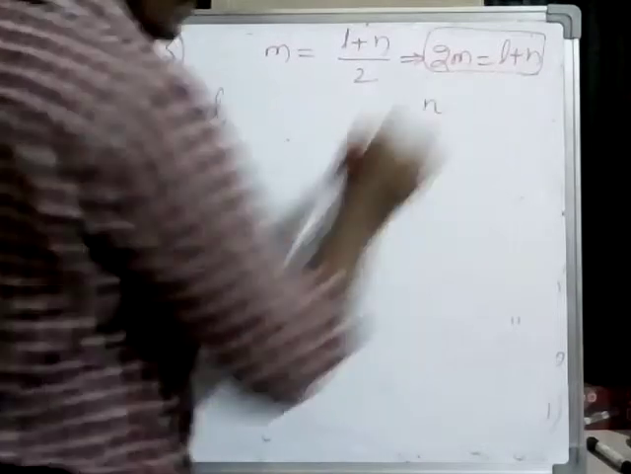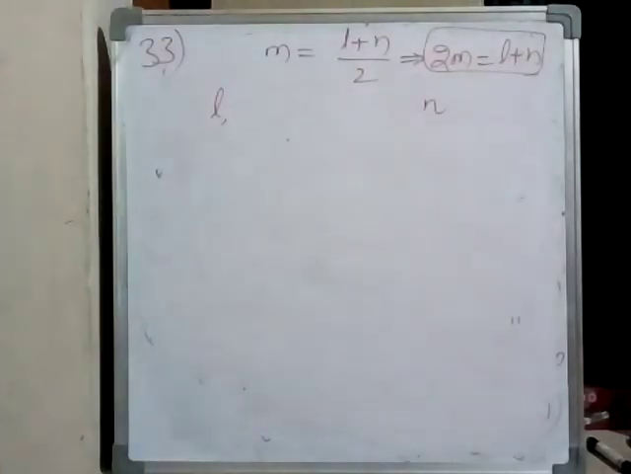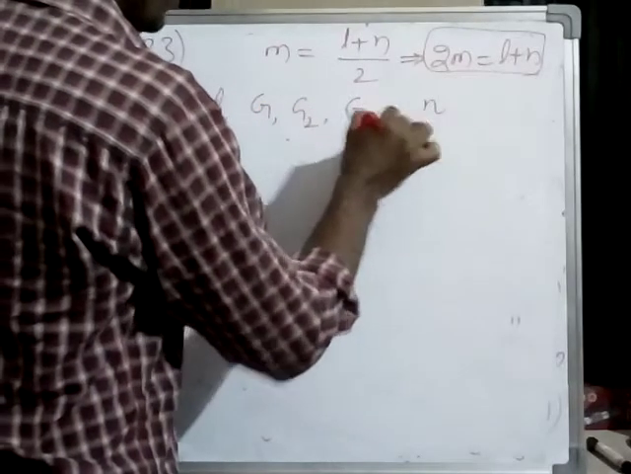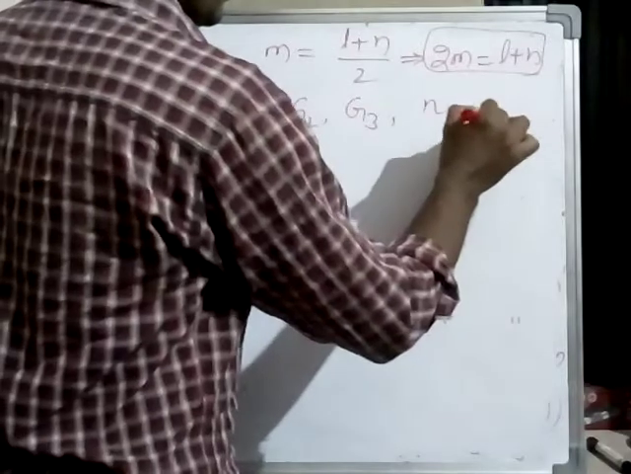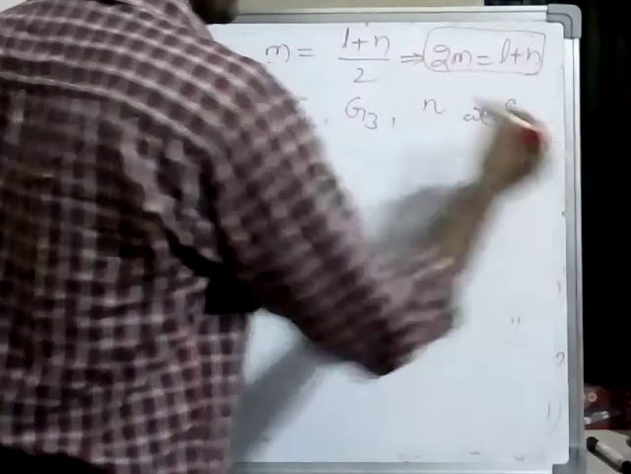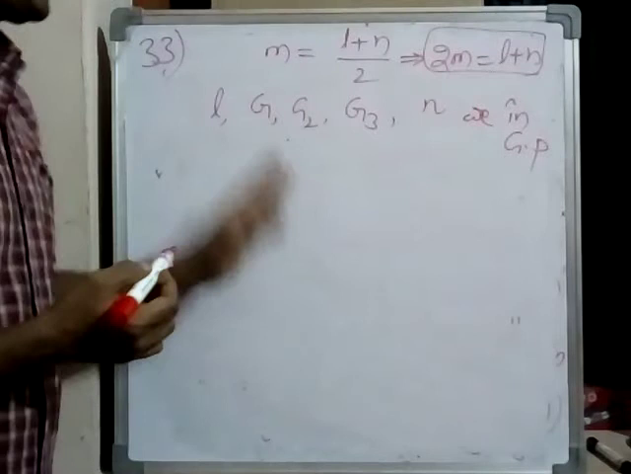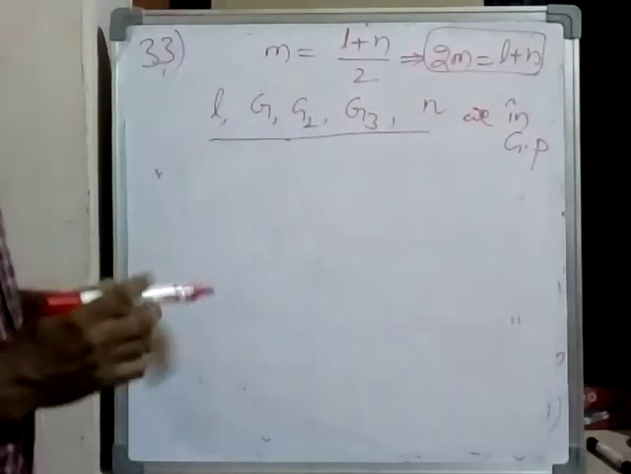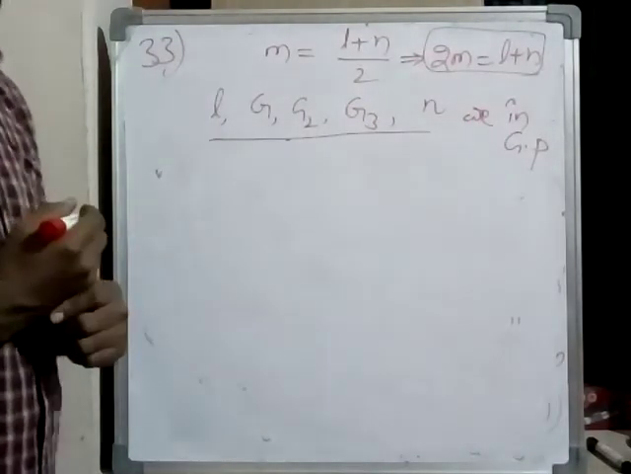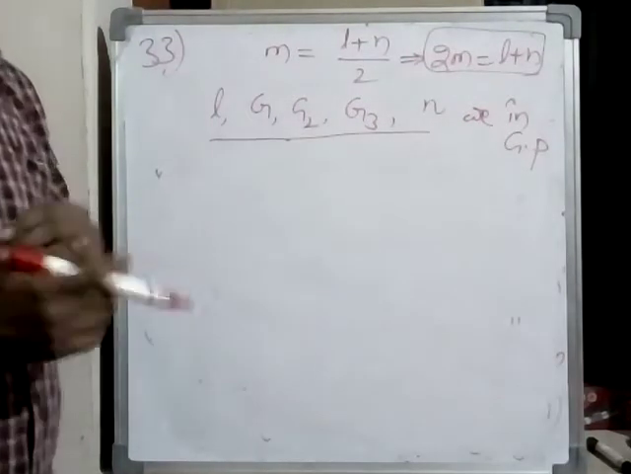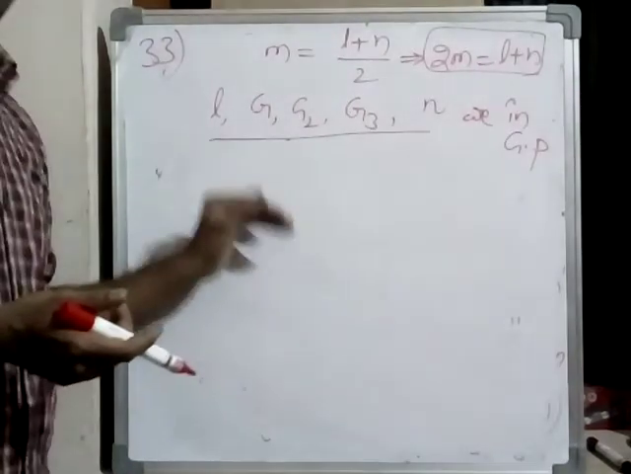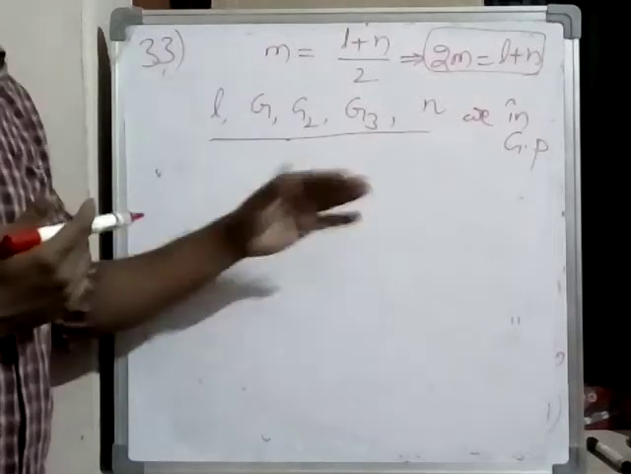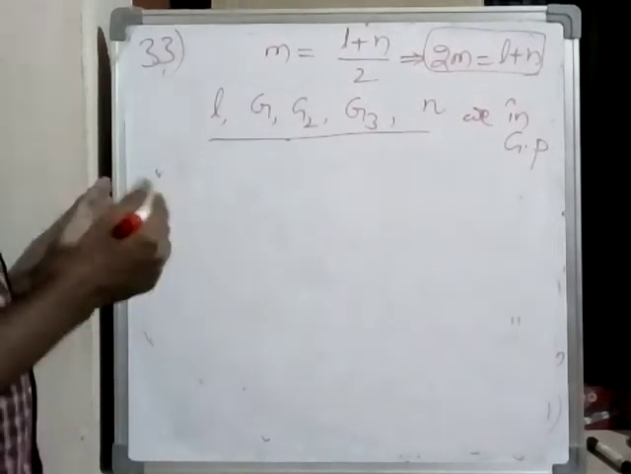Three geometric means G1, G2, G3 lie between L and N. So how many terms are there in total? Total 5 terms, and these 5 terms are in GP. So in a GP series the common ratio is equal: second term by first term is equal to third term by second term, is equal to fourth term by third term.